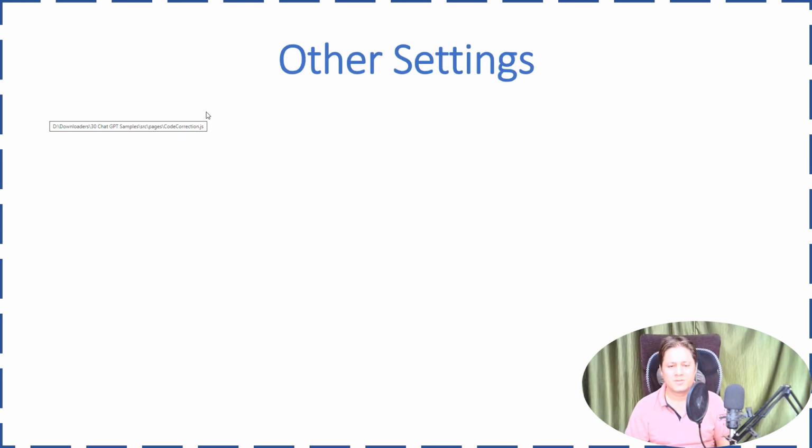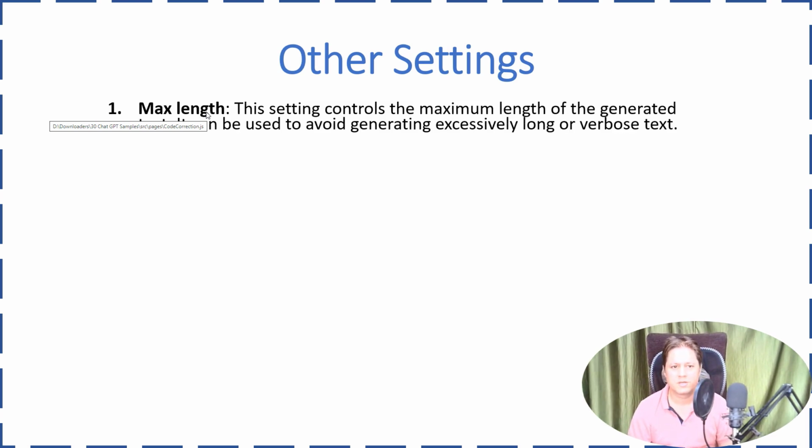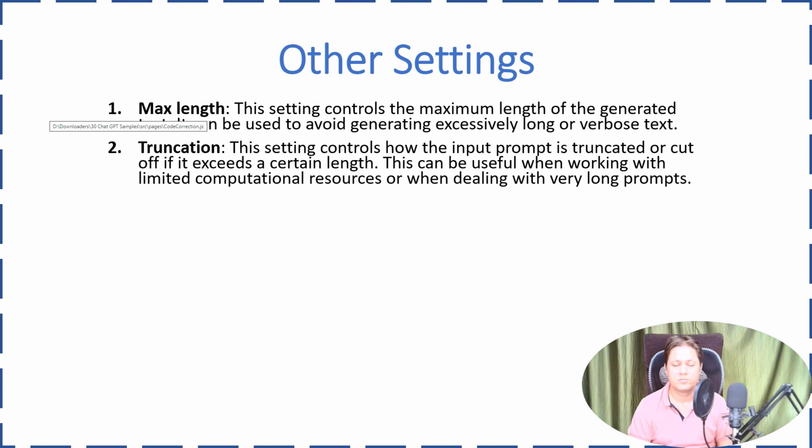Okay, so let's move on to the other settings. There are so many other settings, but you cannot play around with everything, so I will quickly walk you through some of them. Max length is obviously very straightforward. If you want only 100 characters, you can specify that, because this directly affects your money. That's why you need to handle this very well.